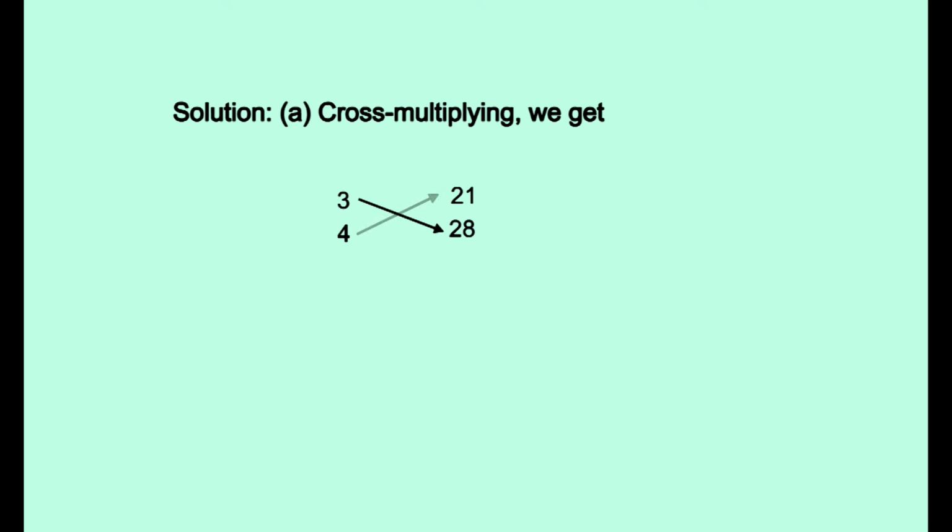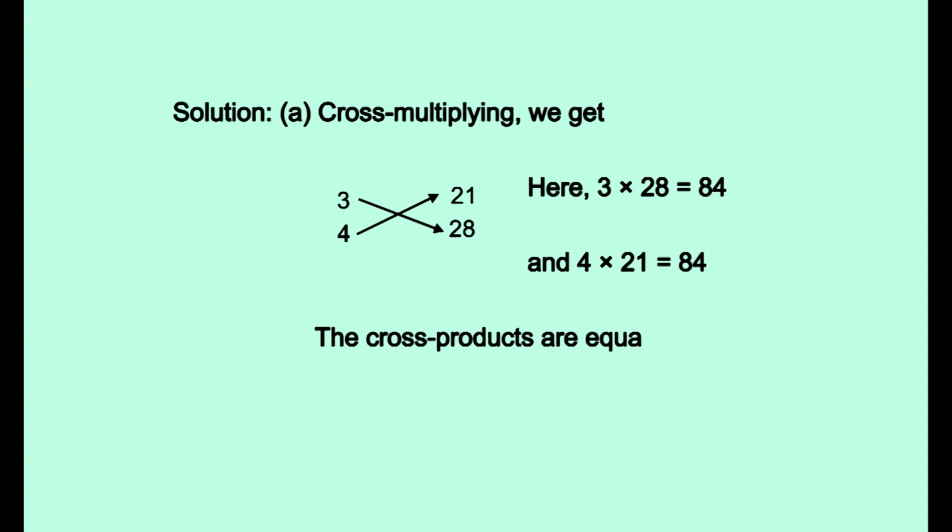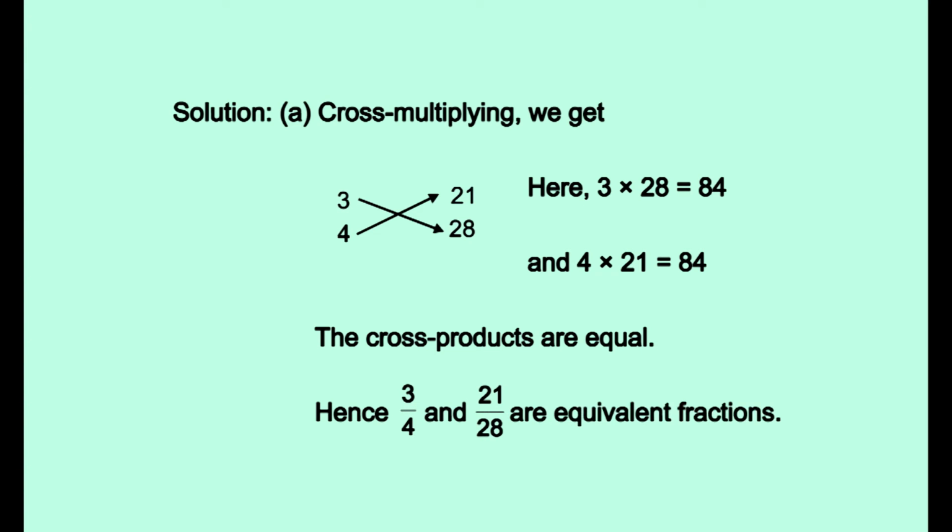Solution. Cross multiplying 3/4 and 21/28, we get 3 × 28 and 4 × 21. Here 3 × 28 is equal to 84 and 4 × 21 is equal to 84. The cross products are equal. Hence, 3/4 and 21/28 are equivalent fractions.